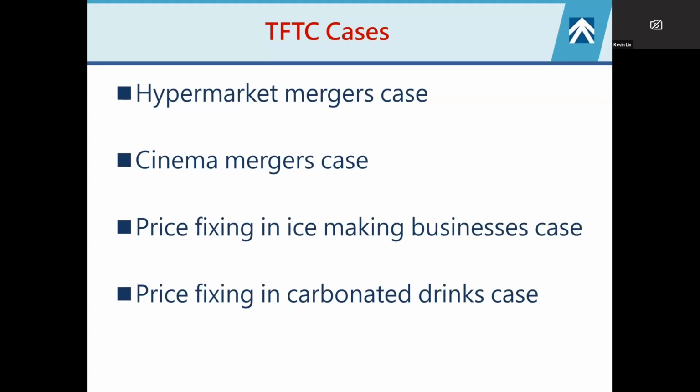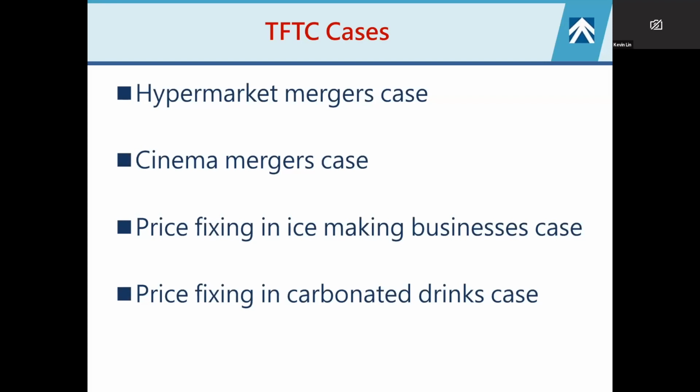Case number three, price fixing among ice-making businesses on one offshore island. Tools for extraction of digital evidence and digital forensics were used to acquire instant messaging chat from mobile devices owned by relevant businesses. The TFTC cross-checked these communication histories and the dates of price increases and obtained direct evidence supporting price fixing. Number four, price fixing in carbonated drinks.